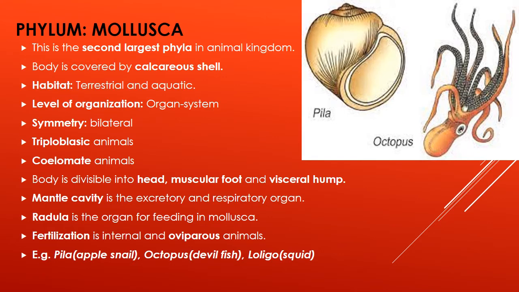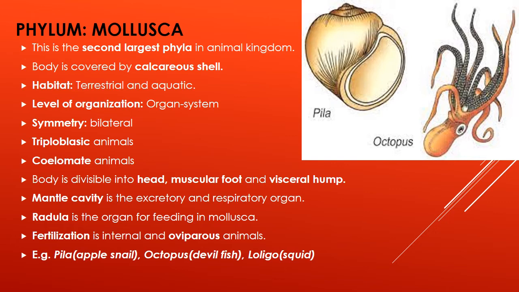Next, Mollusca. Here you could see a shell, that is Pila, and even the devilfish, octopus. It is the second largest phylum in the animal kingdom. The body is covered by a calcareous shell, habitat terrestrial as well as aquatic. Level of organization, organ system, symmetry, bilateral, triploblastic, coelomate, everything is common. The body is divisible into head, muscular foot, that is for locomotion, and visceral hump. Mantle cavity is the excretory as well as respiratory organ because it contains the gills.